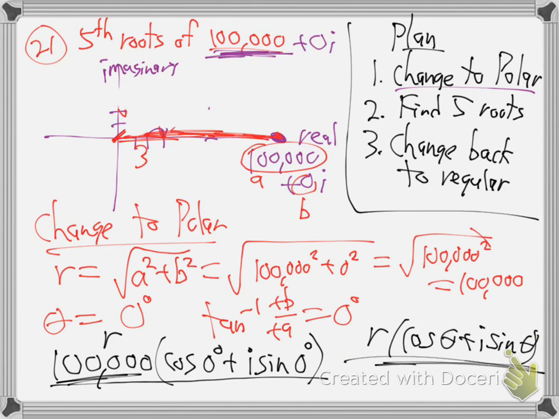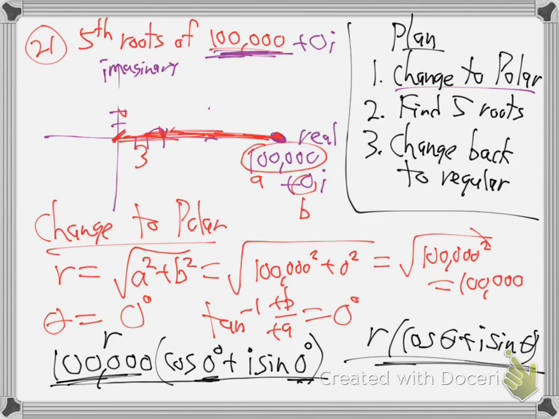So I did that. There's the r. The angle is 0 degrees. This is a fancy way to say 100,000. Is it? What's the cosine of 0? 1. So 100,000 times 1. It's 100,000. And what's the sine of 0? 0. This vanishes. Bye-bye. It's just 100,000 times 1. It's a fancy way to say 100,000, isn't it? In polar form. We good?